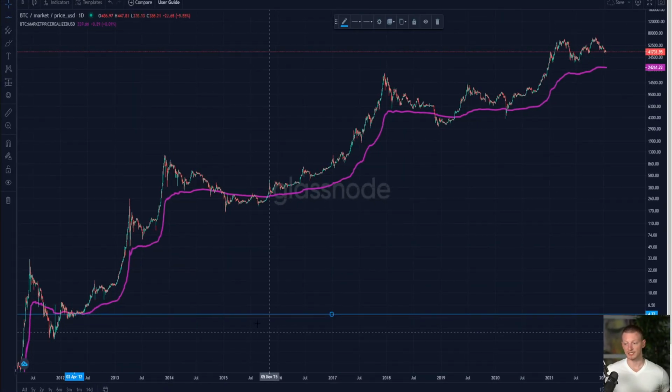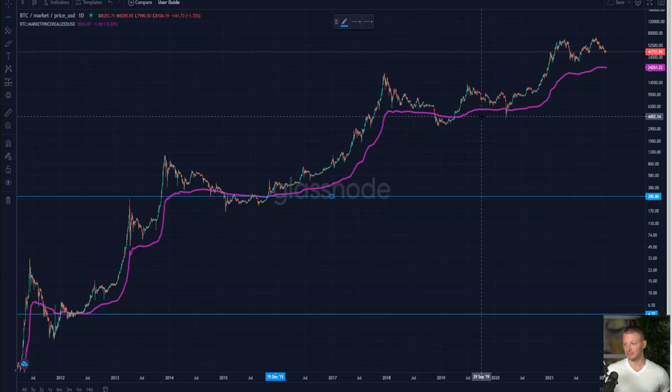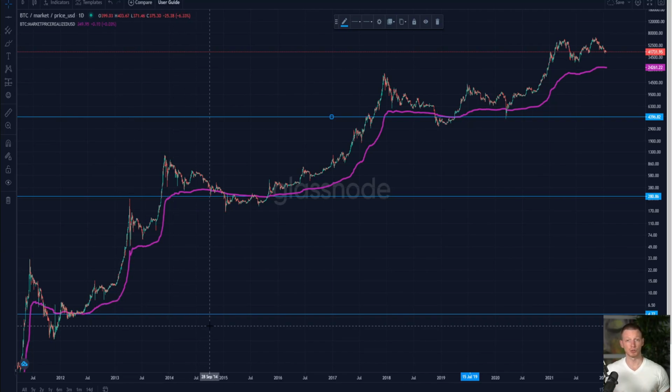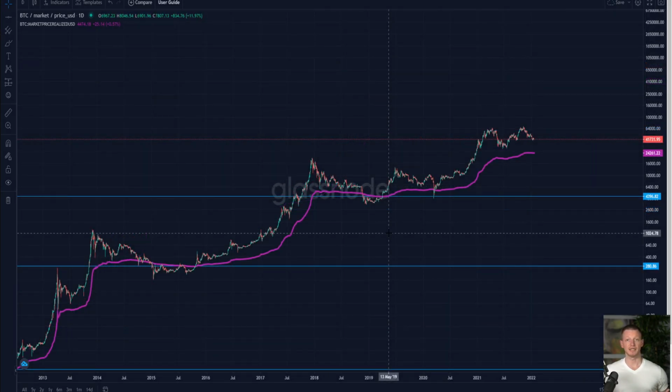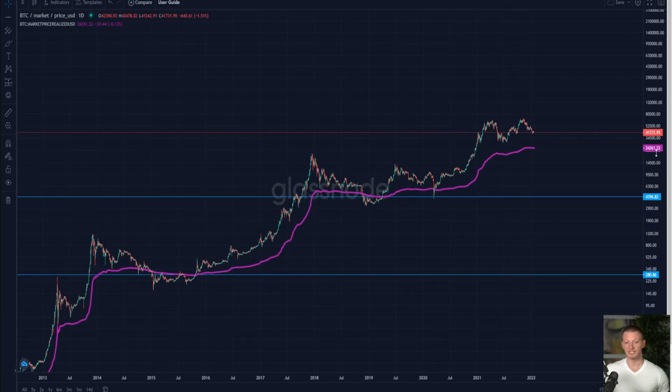So if we just look quickly, you can see that back in 2012 after the blow off top, and then in 2014 into 2015, and then here in 2018, 2019, the baseline levels for the realized price, which is the true average price of Bitcoin held, was $4 up to $280 up to $4,400, and now we're sitting at around $24,261. So these levels tend to be hard floors. Now, the one thing I'll say is this.